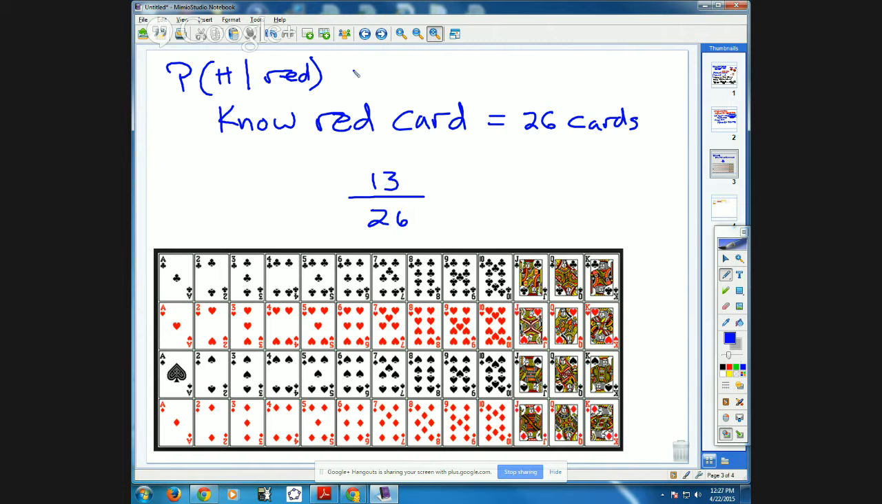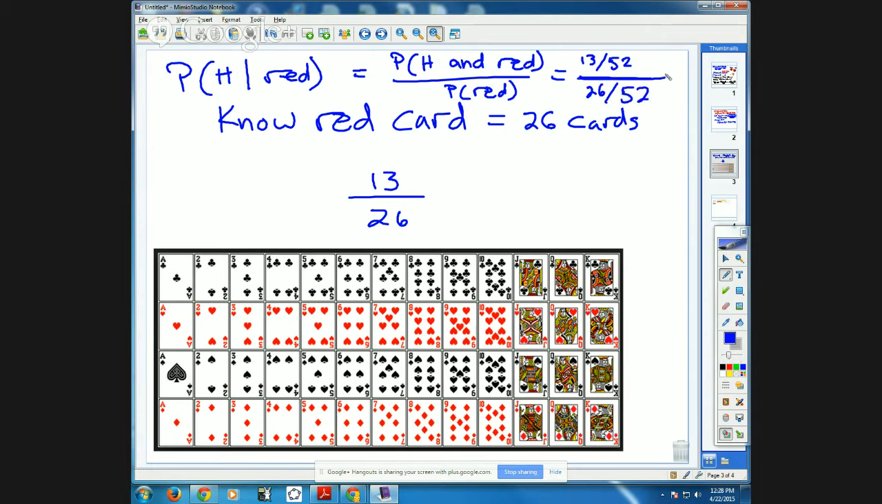An alternative way to do that is to find the probability of having a heart and a red card and divide by the probability of having a red card. So let's do it that way just to check the formula. I want a heart and a red card. Well, these are my hearts and they happen to be red. So that's a 13 out of 52 probability, divided by the probability of being red, well, there's 26 out of 52.